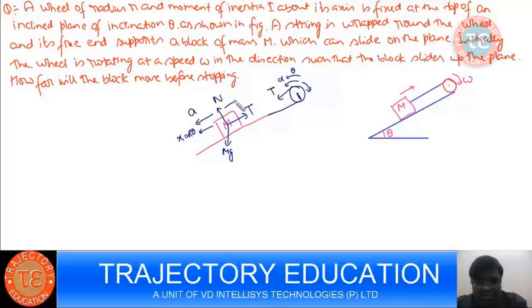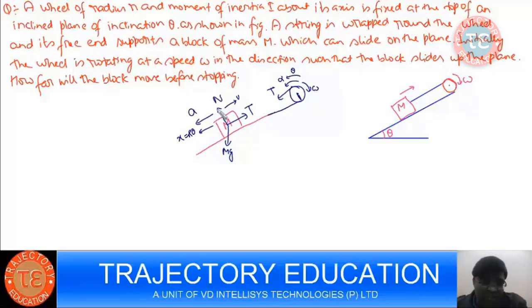If the pulley is moving in this direction, the mass will go up in this direction. So there has to be a match between omega and v. There has to be a match between x and theta. The direction of a and alpha should also match, right? So if alpha is in the anti-clockwise direction, a will be towards the downward direction.